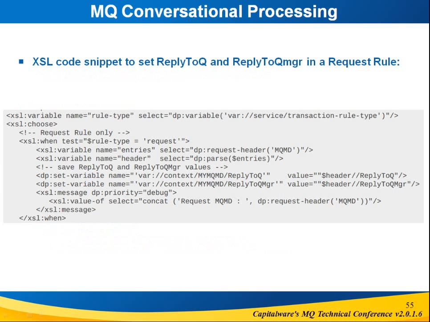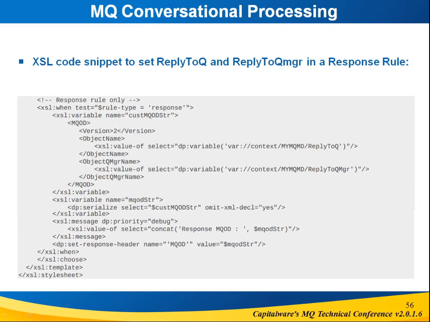So here's a little snippet showing how you can set the reply to queue name and reply to queue manager name in a request rule. The important things to note are the context variables called myMQMD/reply to queue and myMQMD/reply to queue manager. Now the myMQMD is a context that has been set up within the actual rule itself, and that has to then be propagated through the actions in order to make this work correctly. But once that's been set correctly, that particular value will be obeyed and used for all MQ access from this point on.